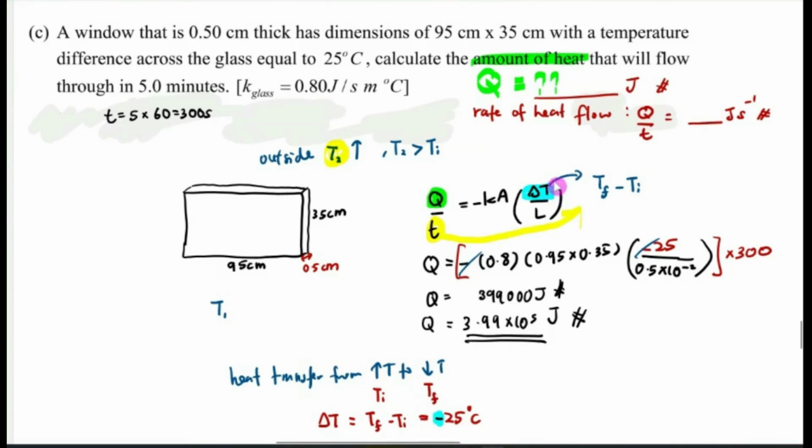Okay. Delta T ni, kalau kita nak kira untuk guna formula ni, selalunya kita akan dapat negatif lah, sebab T final minus T initial. Heat transfer from higher temperature to lower. So means that T final dia mesti lagi kecil. Sebab itu bila tolak dengan T initial, contoh sini 20, sini 100, 20 tolak 100, dia akan dapat negatif 80.